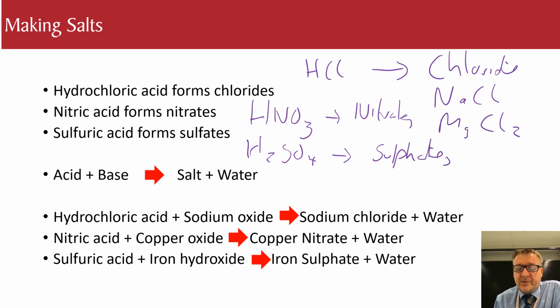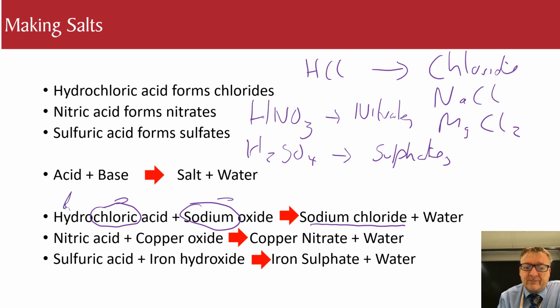Now what I've got here at the bottom are other examples. Hydrochloric acid plus sodium hydroxide: it's got chlorine in it and it's got sodium in it. Those two combine to make sodium chloride, because the hydro bit and the oxide bit make the water. Nitric acid and copper oxide: I've got copper in it, I've got nitric, and I know that's going to make a nitrate. I make copper nitrate, and because it's an acid I've got an H at the front, so it makes my water.